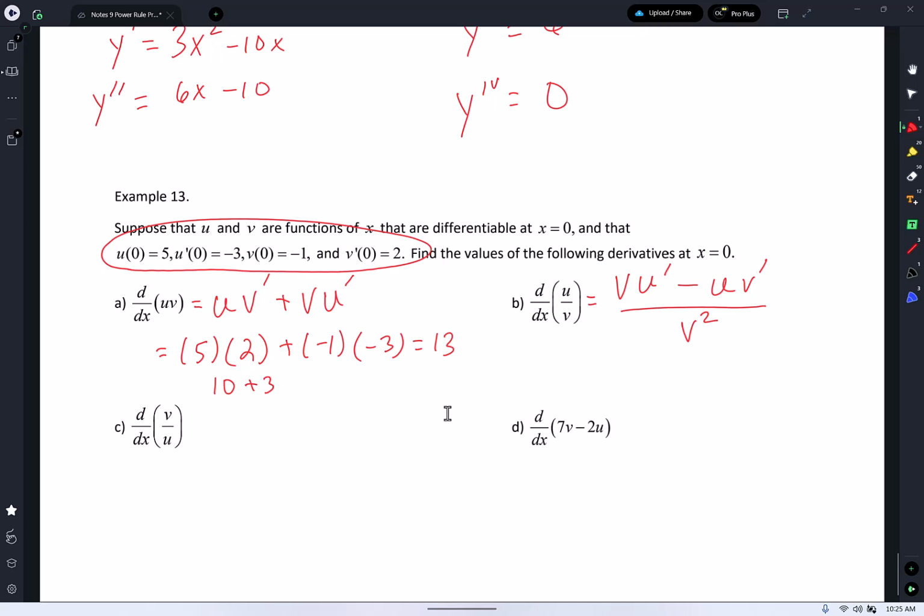Are we okay? Okay, here we go. V of 0 is negative 1. U prime of 0 is negative 3. Minus u of 0, 5, times v prime of 0, 2, all over v squared, 2 squared. All right, let's see what that is. I'll write it up here. What happened?